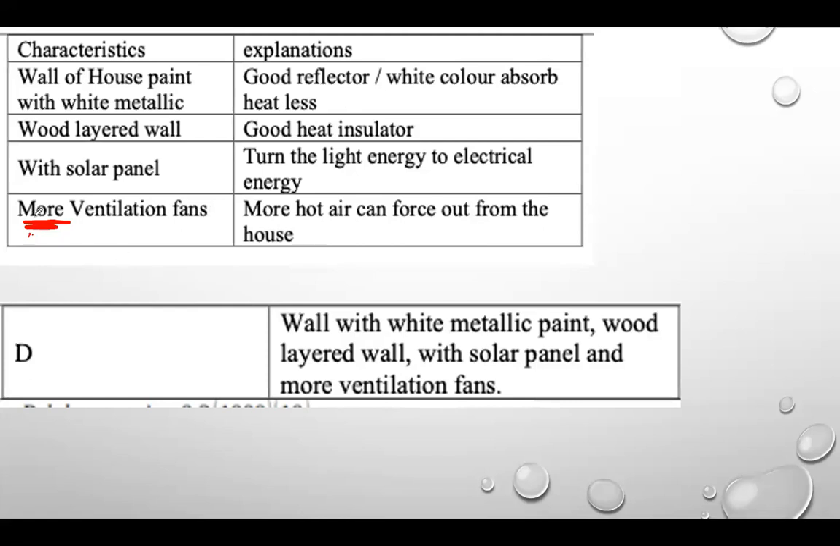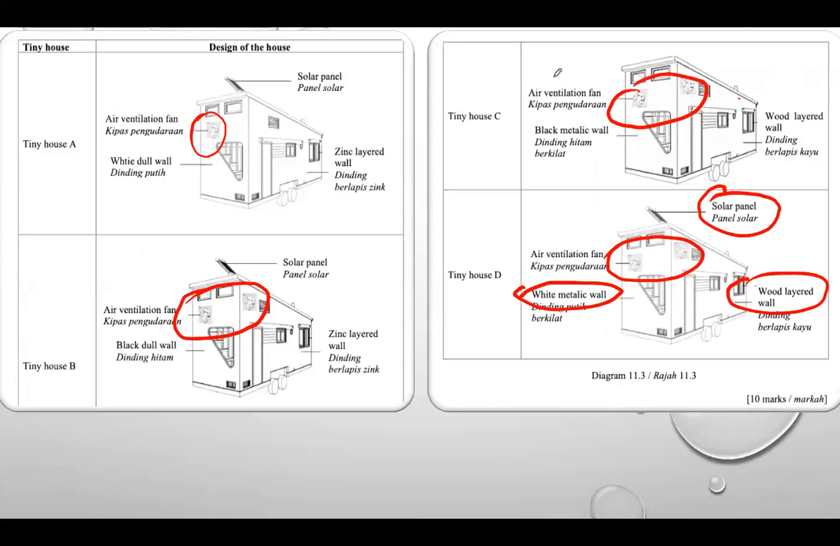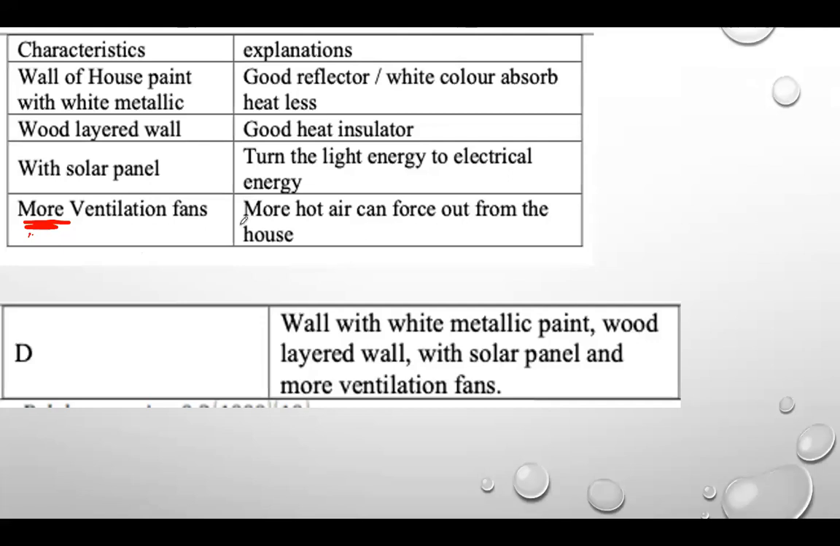Okay, more ventilation fan. Not "have ventilation fan", because all four houses have the ventilation fan. So you cannot say have ventilation fan. As I said, if the characteristic is wrong, saya langsung tidak tengok explanation. If this one is wrong, this one automatically saya letak salah sudah. Saya tidak tengok pun. So in order for you to get the explanation mark correct, your characteristic must be correct. Just like section B, also the same.